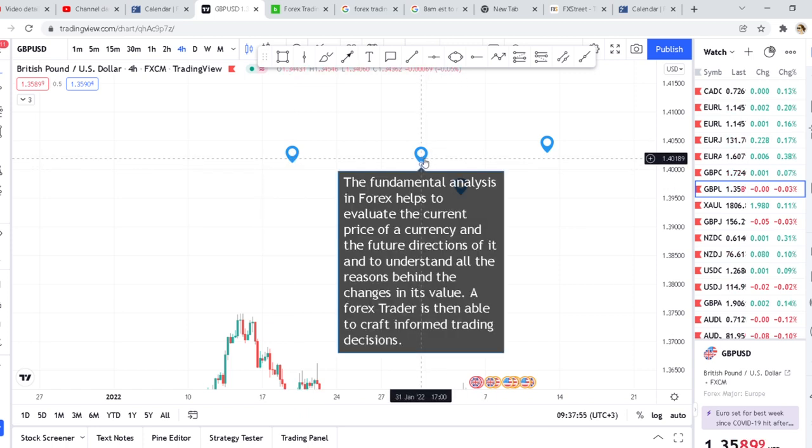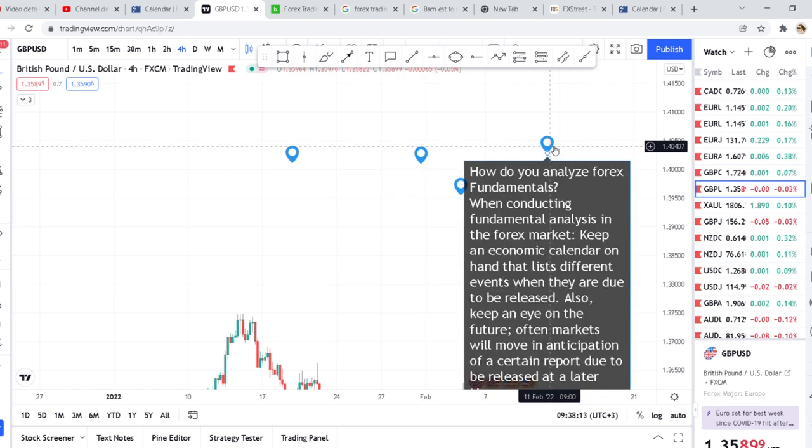The fundamental analysis in Forex helps to evaluate the current price of a currency and the future direction of it, and to understand all the reasons behind the change in its value. A Forex trader is then able to craft informed trading decisions. So guys, how do you analyze Forex fundamentals?